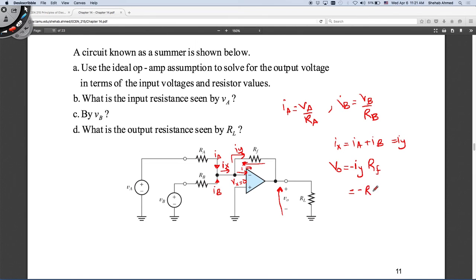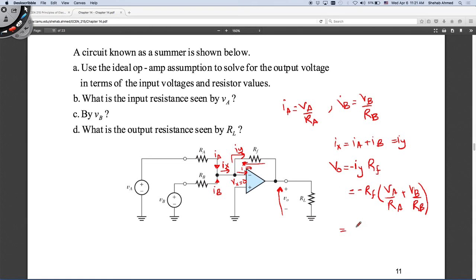So let's put minus RF outside here. IY is equal to IX, IX is equal to IA plus IB, so this is equal to VA over RA plus VB over RB. So this is the final answer.